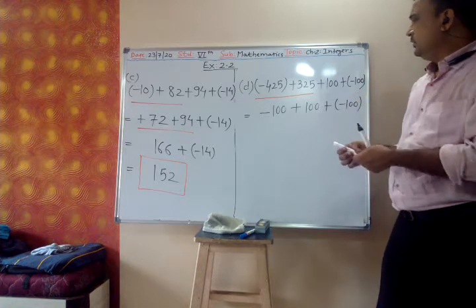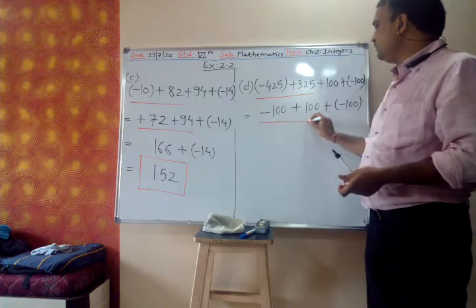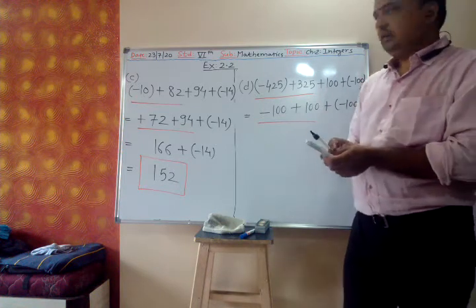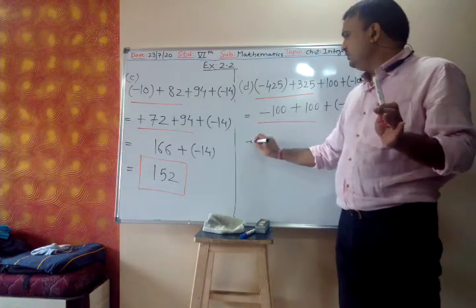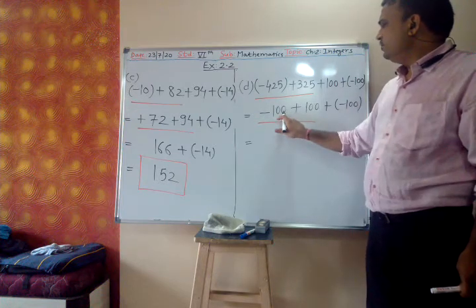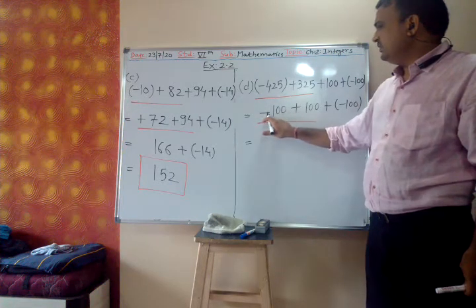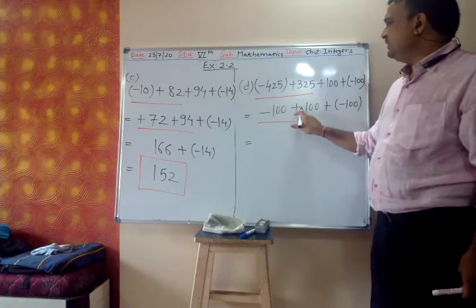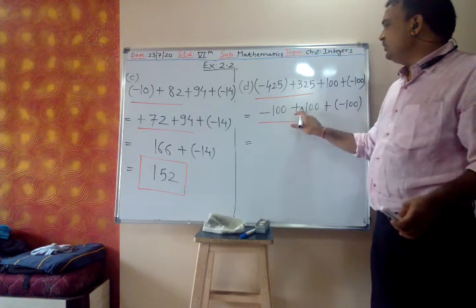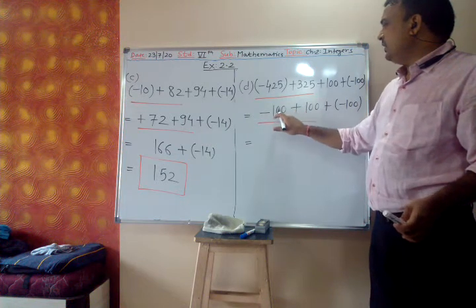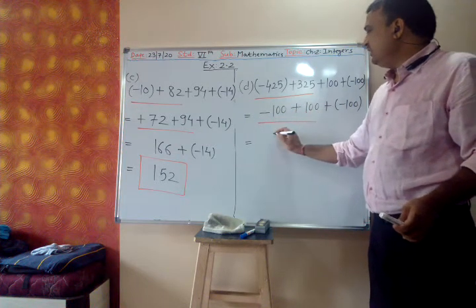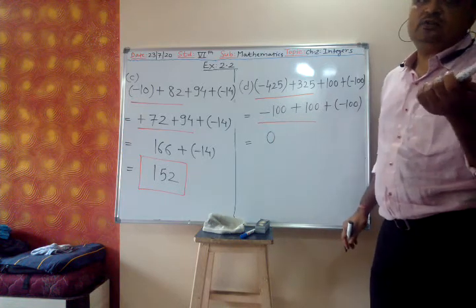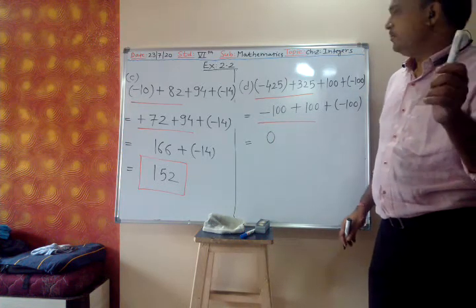Let us solve. Minus 100 plus 100 we have to solve. What is the sign of this 100? Minus. What is the sign of this 100? Plus. So minus and plus have opposite signs. So I have to subtract 100 minus 100. I will write 0. And 0 has no sign, plus or minus.